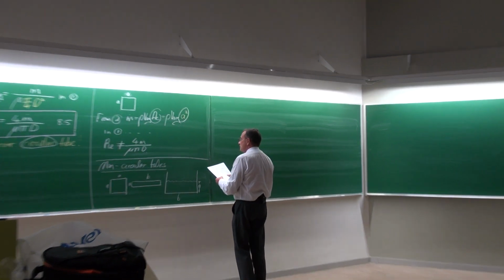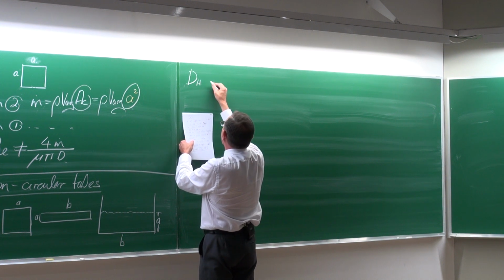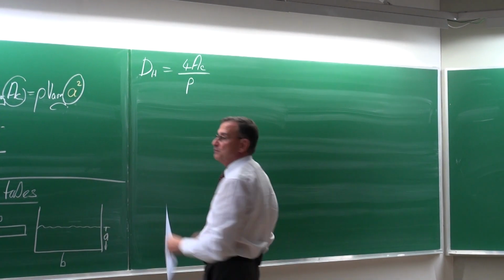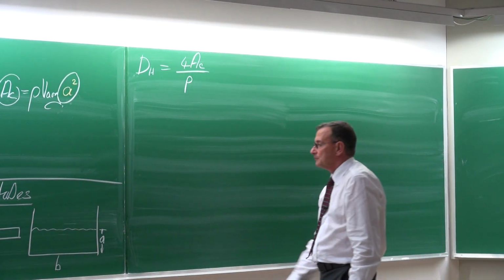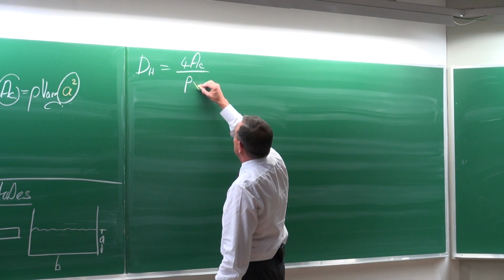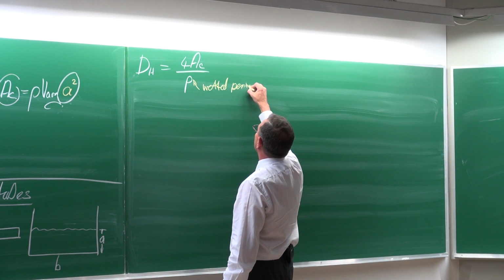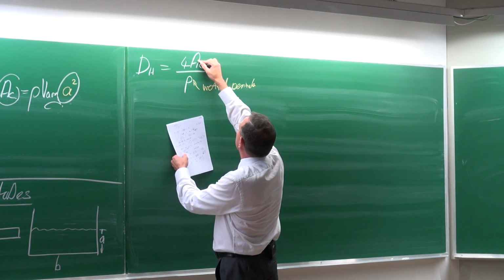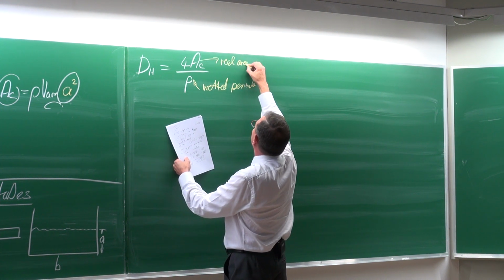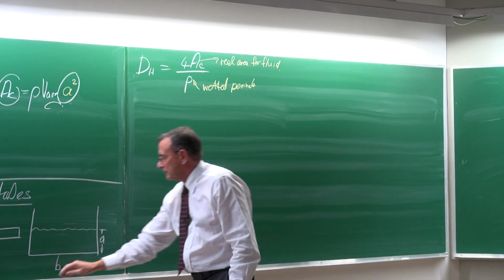Right, so for non-circular tubes, you've already done it in fluid mechanics. We make use of the hydraulic diameter, and the hydraulic diameter is 4 times the cross-sectional area divided by P, the perimeter. However, you have to read very carefully when you see that definition, because that P is the wetted perimeter, and that cross-sectional area is the real area for the fluid.